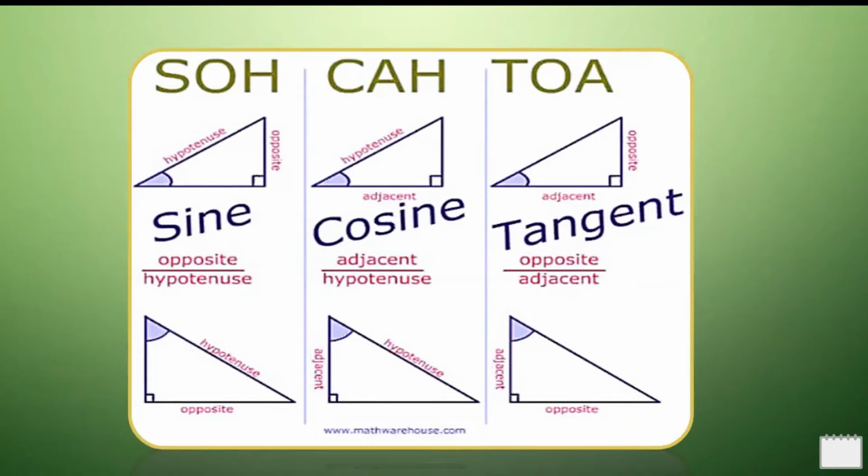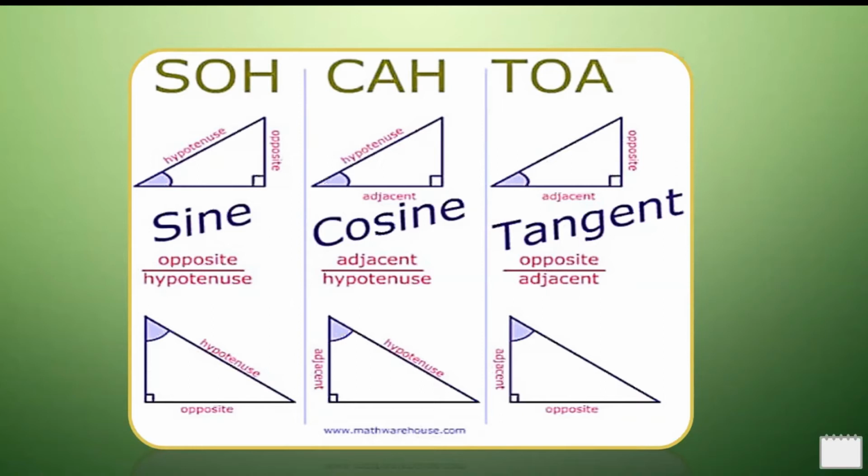Can someone tell me which type of triangle you notice we're using in all three cases? Anyone? Can you look at the triangle and tell me? A right angle triangle. Very good. So these ratios that we're using are in relation to right angle triangles. They can be used only for right angle triangles.